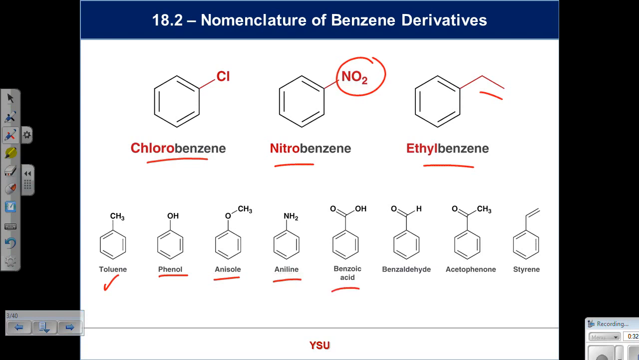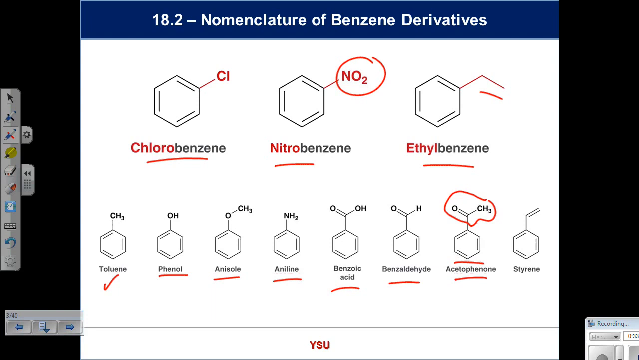Benzoic acid you've seen before, at least twice in the labs, so you should know what that is. Benzaldehyde is fairly obvious, benzene ring, aldehyde attached, benzaldehyde. Acetophenone, different one, right? This is an aceto group. There's a ketone, acetophenone. You could also call it methylphenylketone if you like.